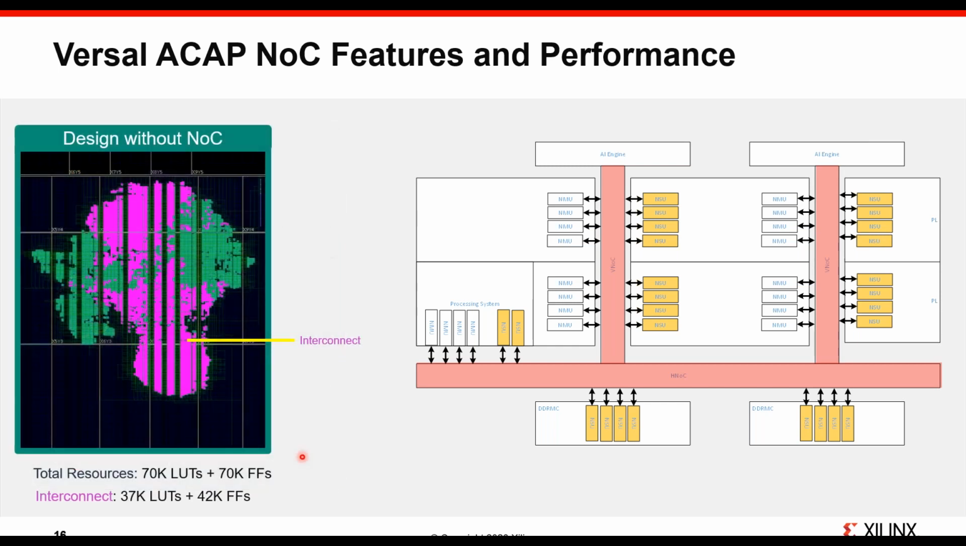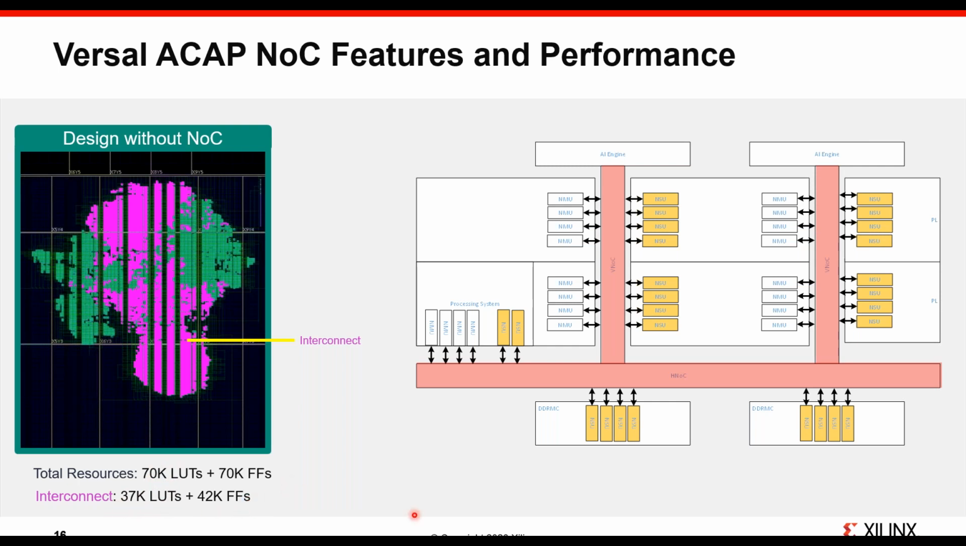So there's an example here where they're designing a few traffic generators, and the interconnect associated to those, as we look back to the traditional way of how we used to do this in FPGAs in the fabric there. So for the most part, if you look at the total number of traffic generators and the interconnect associated to them, it took quite a few resources. So the total resources were 70K LUTs and 70K flip-flops, where the interconnect itself required more than half. It required 37K lookup tables, 42K flip-flops.